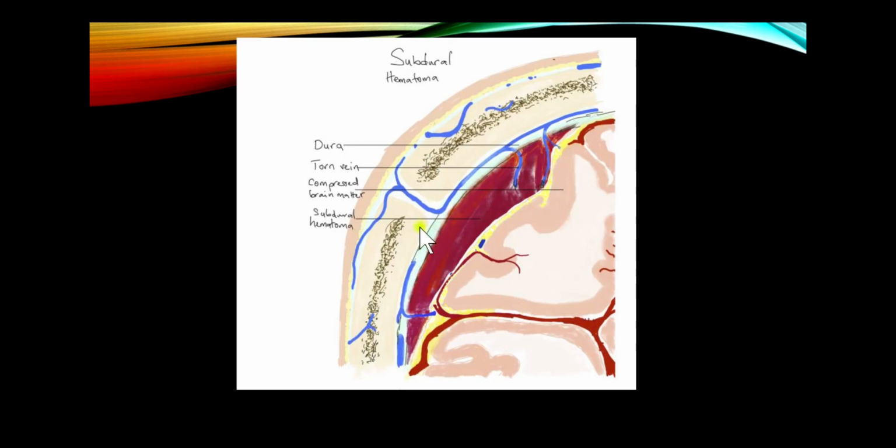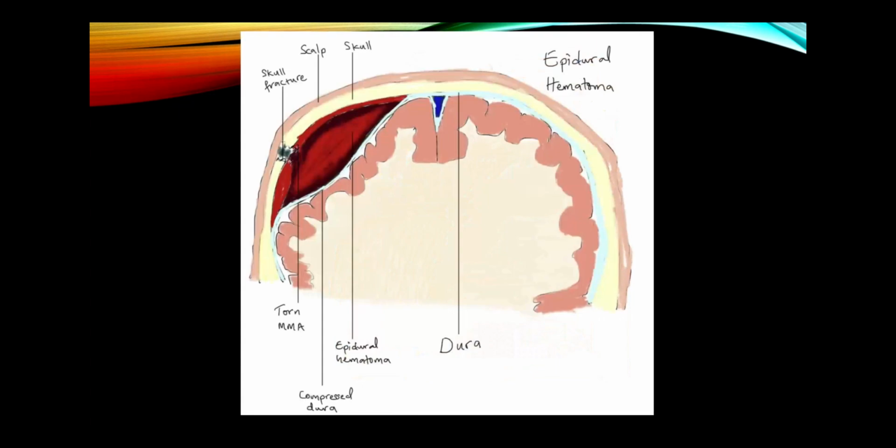Now, the dura, we can see right here, adherent to the skull, and the blood is underneath the dura, so this is called a subdural hematoma. This is due to venous drainage into this space. Here you can see a torn vein, which is causing leaking of venous blood into this space. So subdural hematomas we see most often in the elderly after a head trauma.